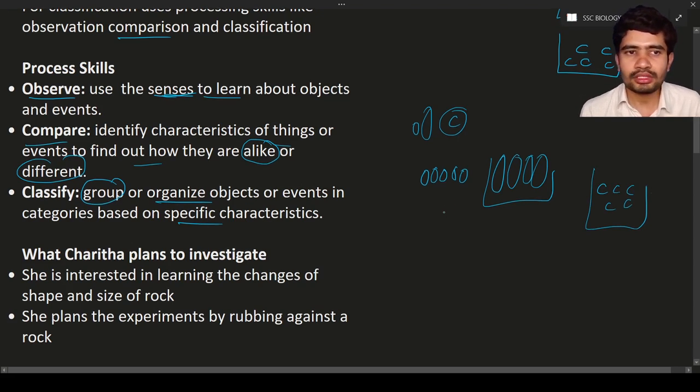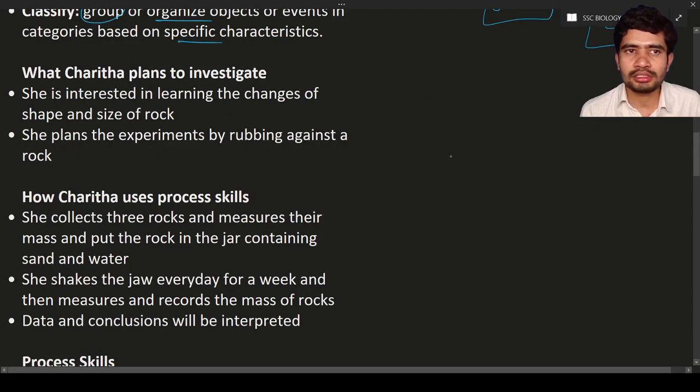Next is another girl, known as Charita. She wants to plan an investigation. How is she going to plan an investigation? She is interested in learning about the changes in the shape of a rock. So what is meant by a rock? A small particle of stone.